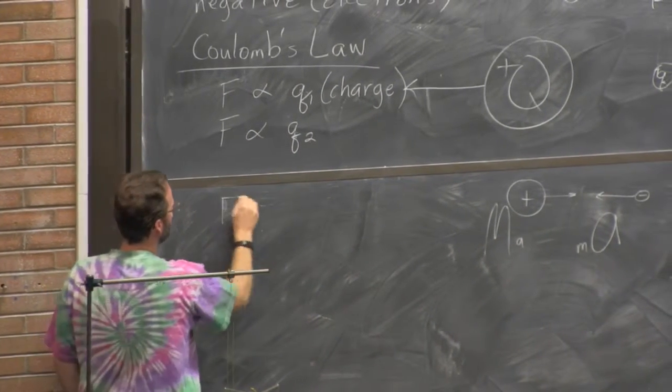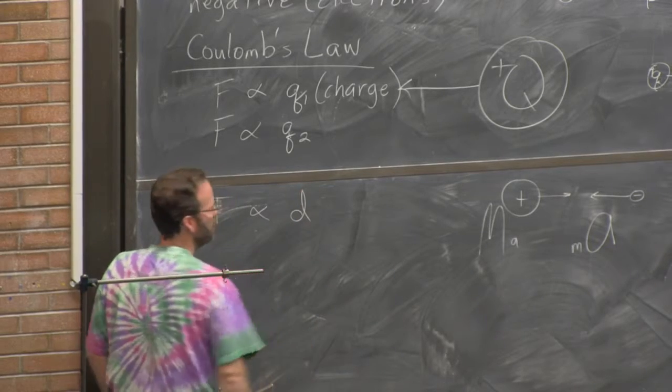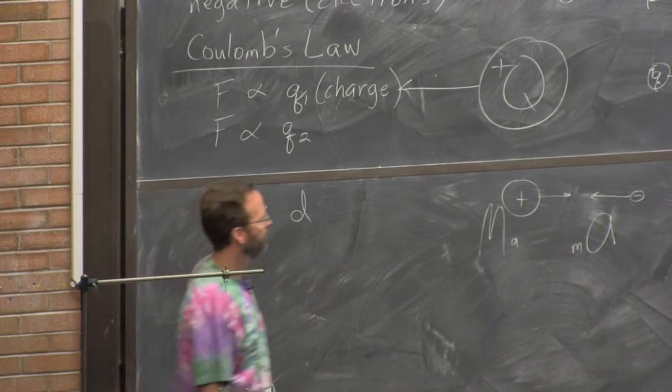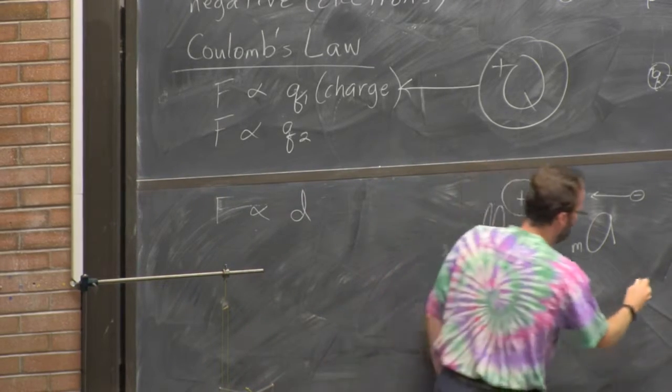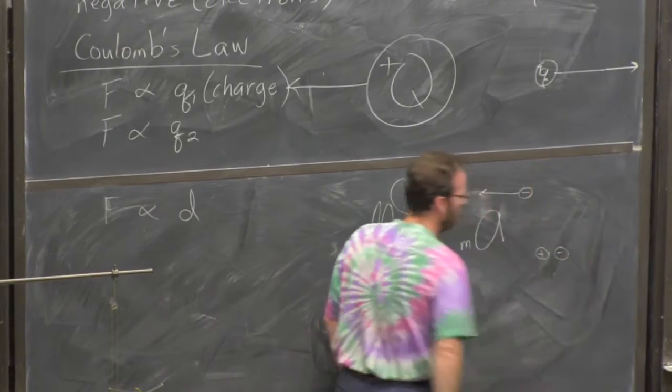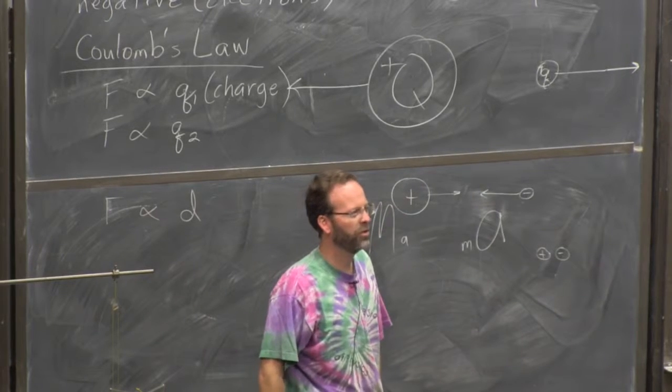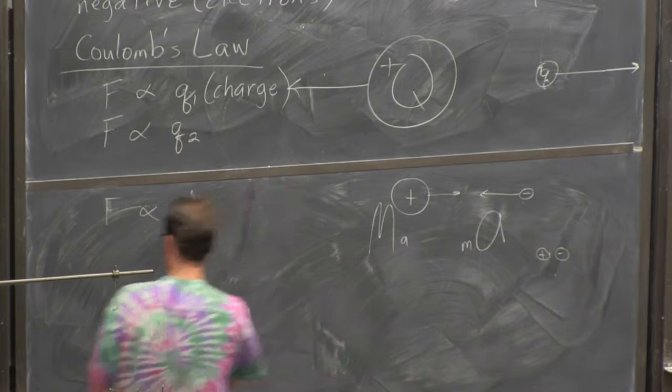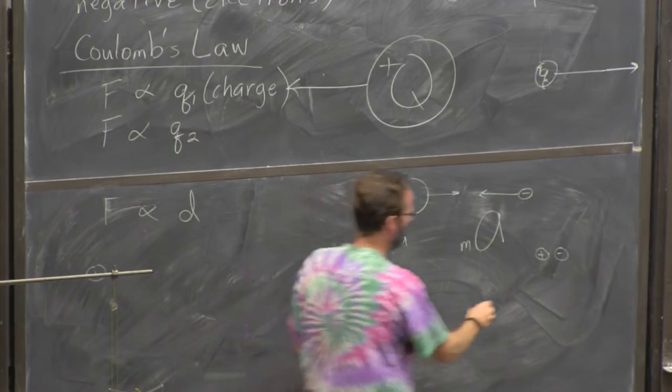It also depends on the distance between them. I bet you could have guessed that. If you have a proton and an electron this close together, do you think they're going to get pulled together with a stronger force than if they're this far apart?